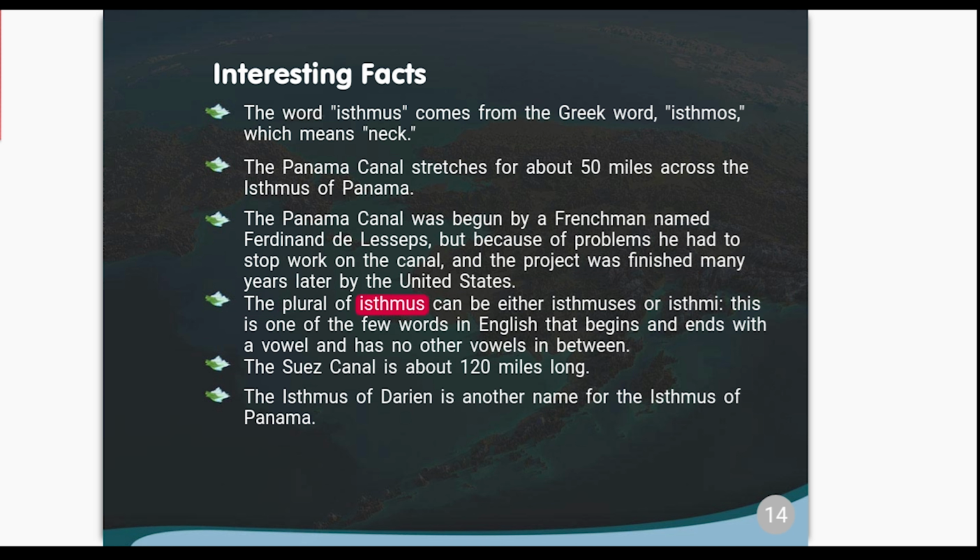The plural of isthmus can be either isthmuses or isthmi. This is one of the few words in English that begins and ends with a vowel and has no other vowels in between. The Suez Canal is about 120 miles long. The Isthmus of Darien is another name for the Isthmus of Panama.